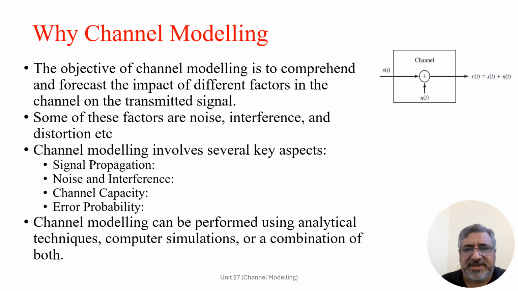Similarly, error probability. Channel modeling also involves analyzing the error probability of the transmitted information by considering the characteristics of a channel, such as noise and interference. It is possible to estimate the probability of bit errors or symbol errors with the help of the channel model. This information is very crucial for designing error correction and error detection techniques to improve the overall reliability of the wireless communication system.